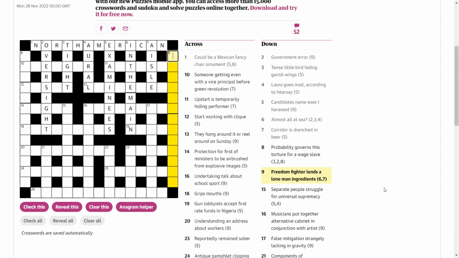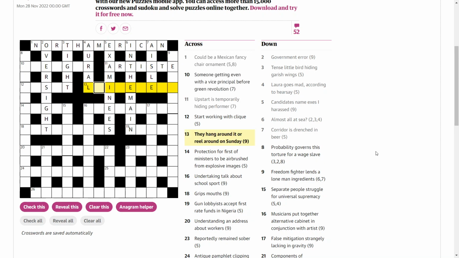Freedom fighter lends a lone man ingredients. Sure, get some letters for that one. Upstart is temporarily hiding performer. Upstart. Artiste. That's a performer. Oh yes, my weakness is hidden. It's hidden in the words upstart is temporarily. ARTISTE. And that phrase is hiding the artiste.